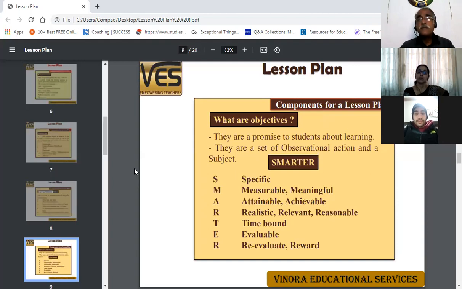We will move on to the next part, that is, what are objectives? They are basically, like for example, right in the beginning, I told you, we will be learning today about the types of cells. So they are the promise to a student about what kind of learning will be there. So they are a set of observational actions, and SMART is the word which says yes, this is the word, that is SMART.